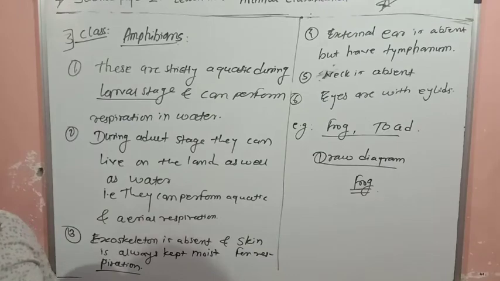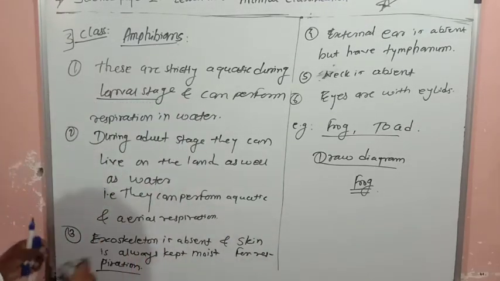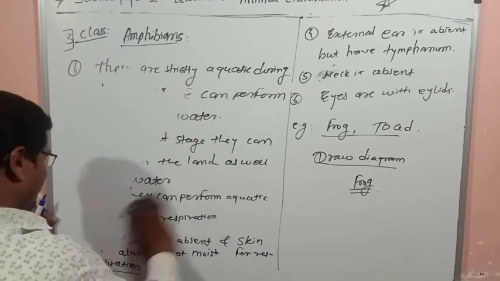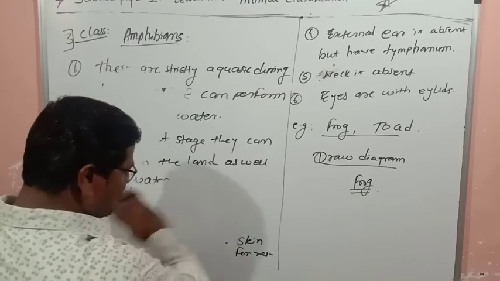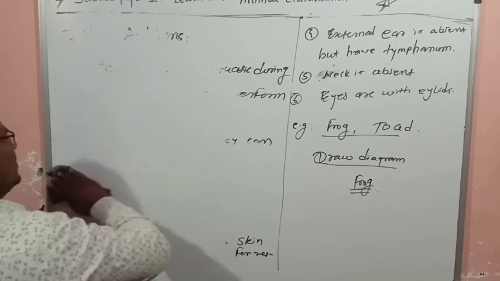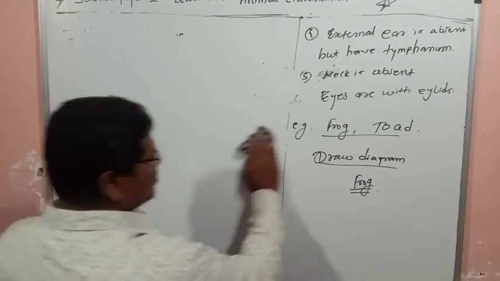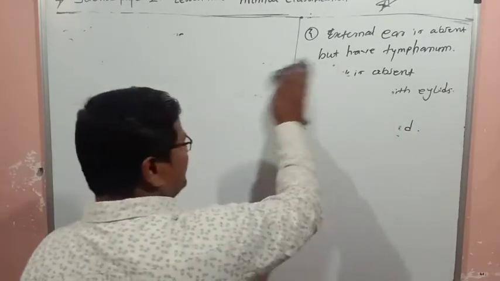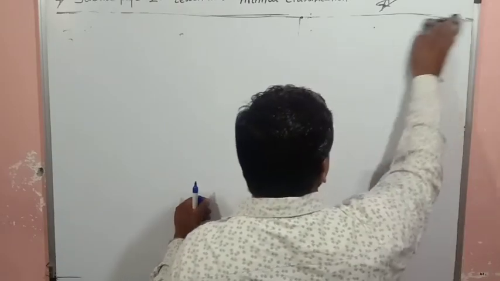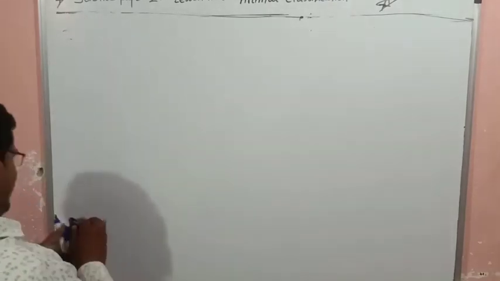After this, in the next class, we are going to see the reptiles. In reptiles, snakes are there, lizards are there. So these are the reptiles. We'll see what the characteristics of the reptiles are, and we'll also see examples of reptiles.